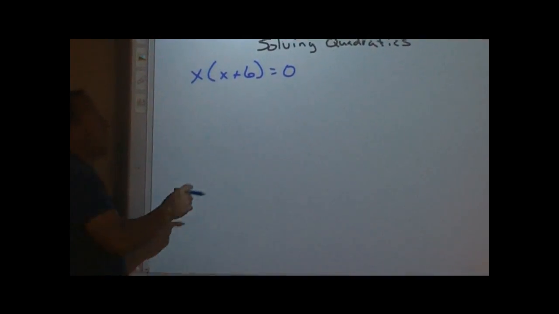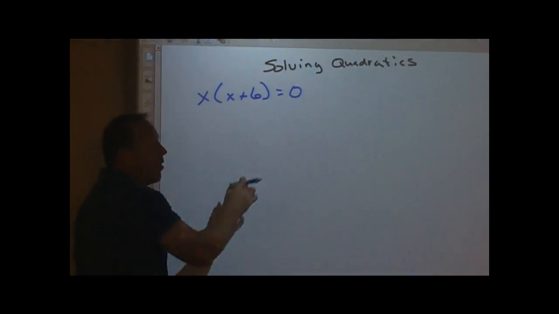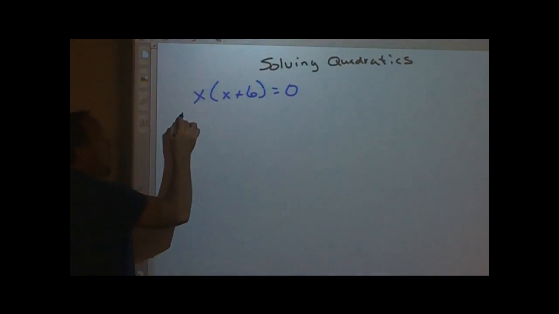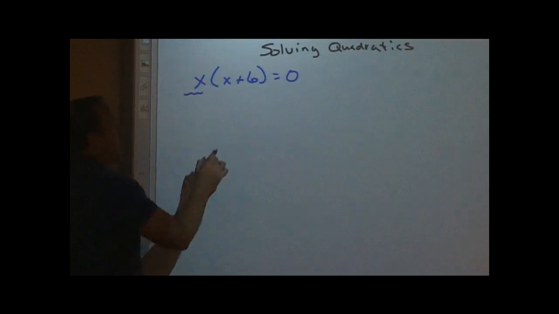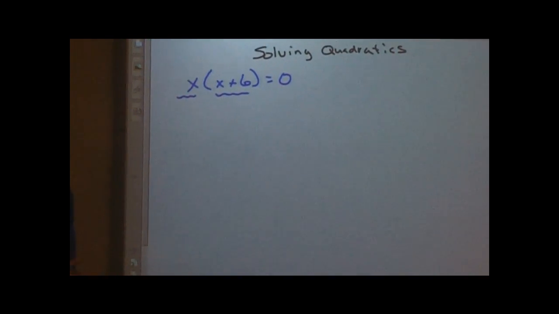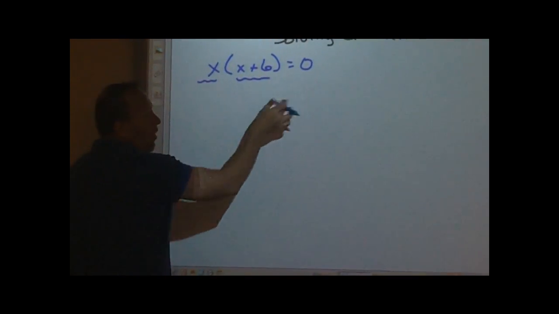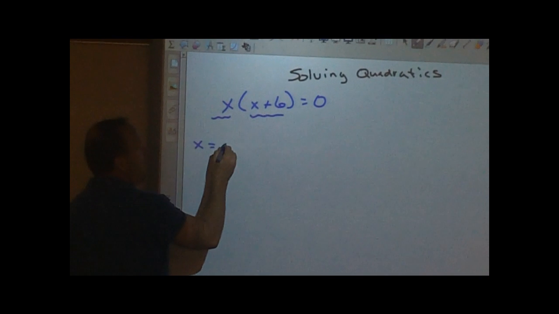Now if you were asked to solve this quadratic, and you know you have to solve it because it says it equals 0, what we do is we take each term. Here's one term, here's my other term. We take each term, set it equal to 0, and then we solve. My first term is pretty easy because x is going to equal 0.